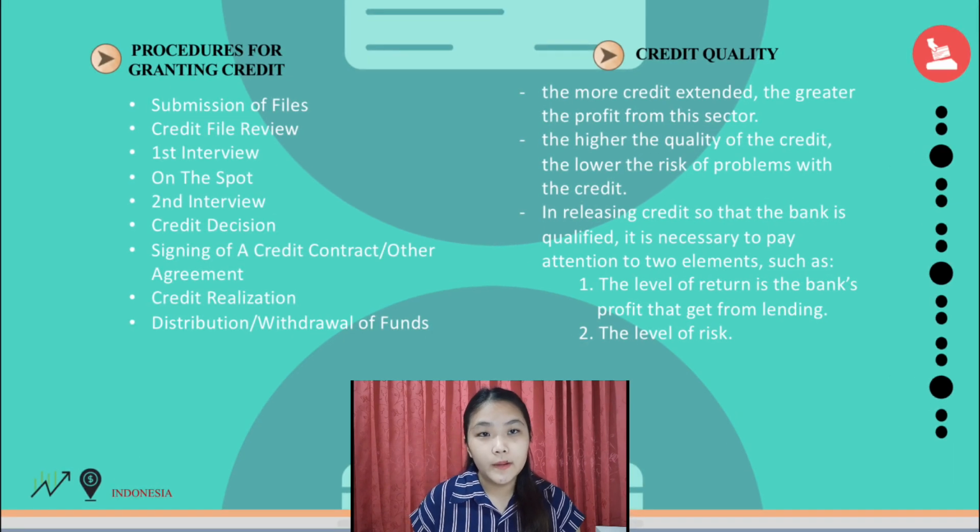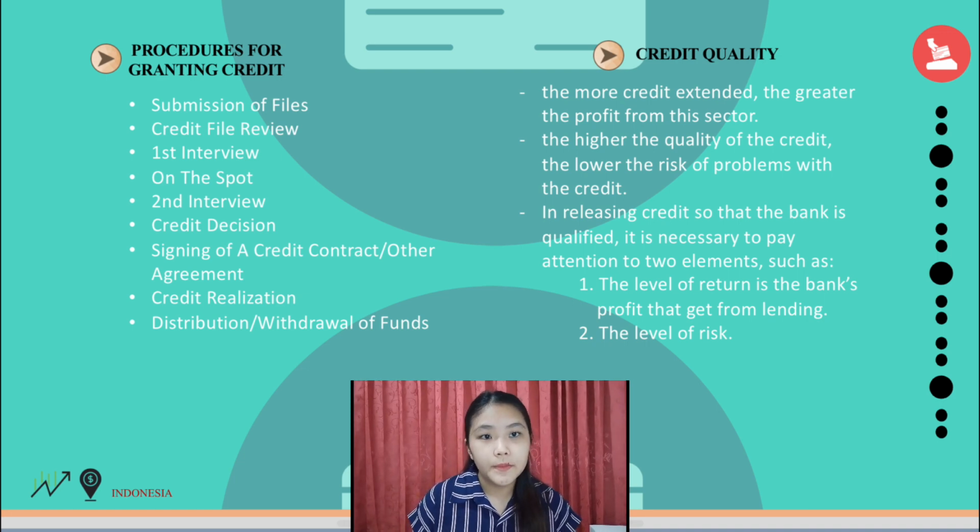Now I will explain about the credit granting procedure. Procedures of granting credit are generally differentiated between personal and legal entity loans. It is also possible to check whether the purpose is consumption or productive. The credit granting procedure for a legal entity is as follows. Number 1.